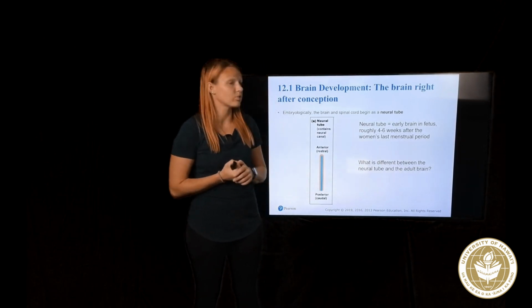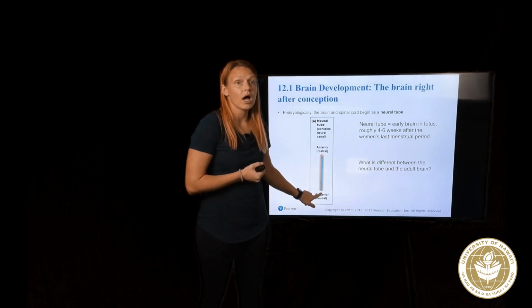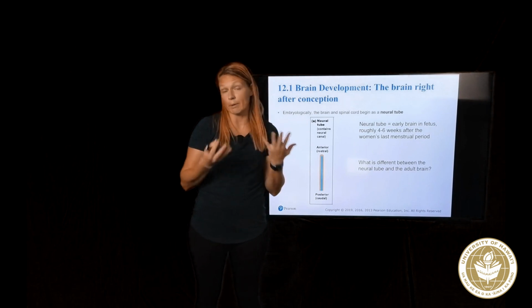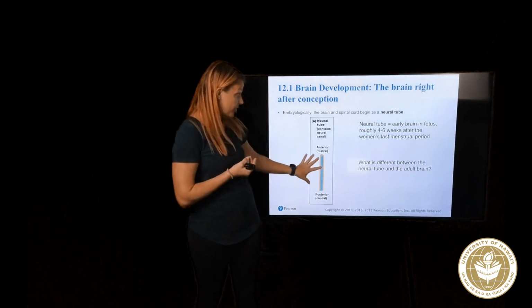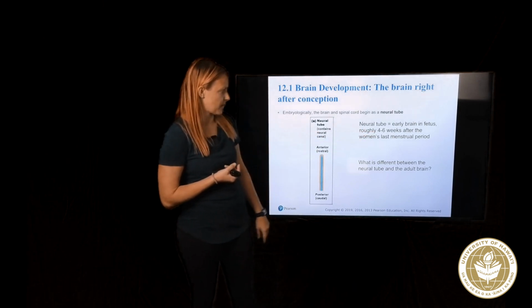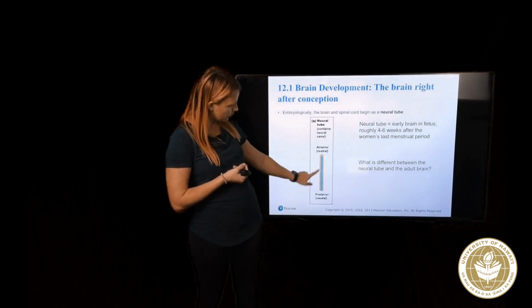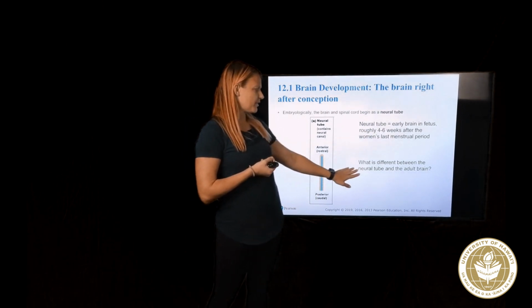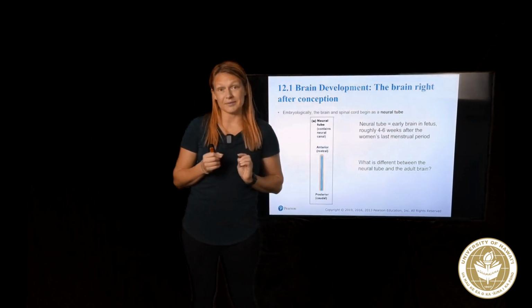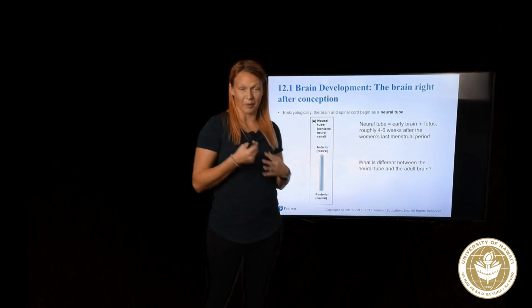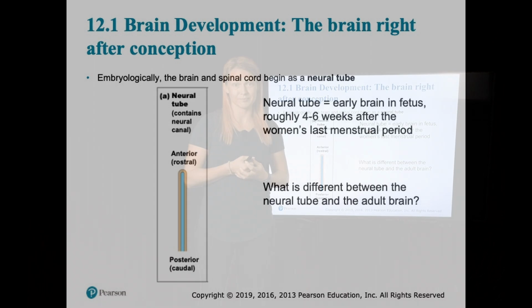So this is just a really, really thin tube. And many times, a woman may not even know that she's pregnant when this is already developing, right? So 4 to 6 weeks after that last menstrual period, the brain and the spinal cord begin as this neural tube. So what's different between this neural tube and the adult brain? How are we going to go from this to what we see on the next slide?